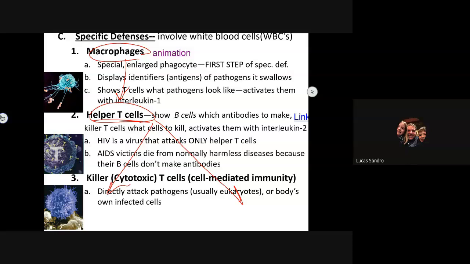So cytotoxic or killer T cells, super important as part of what we call cell-mediated immunity. They are also, incidentally, the problem when we have transplant rejection. When an organ transplant happens and the body's trying to basically kill the organ transplant, it's cytotoxic or killer T cells that are doing that. That's why you have to take immune-suppressing drugs when you get an organ transplant.